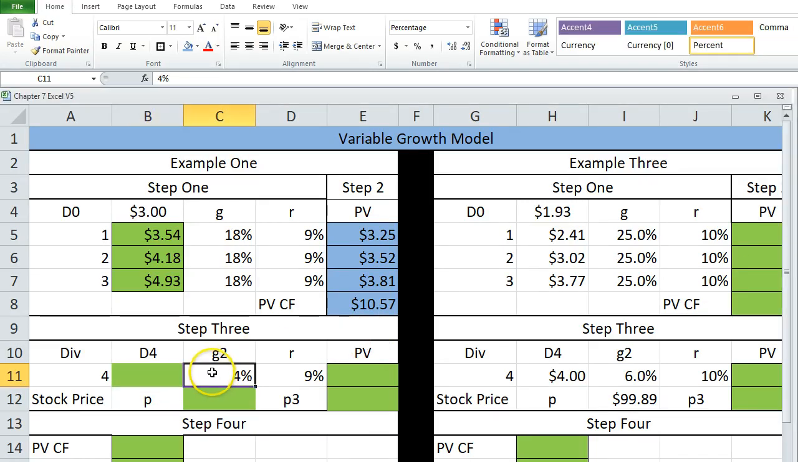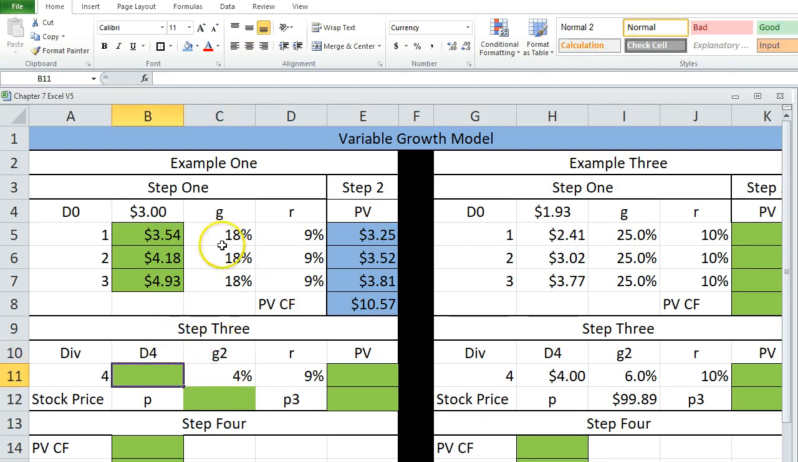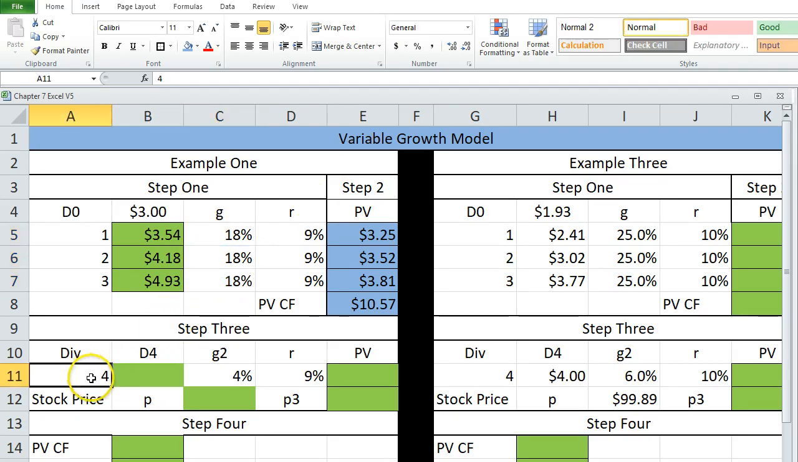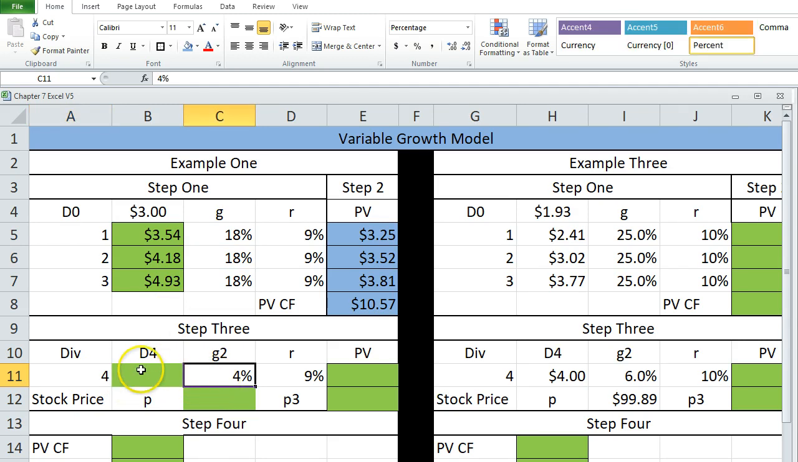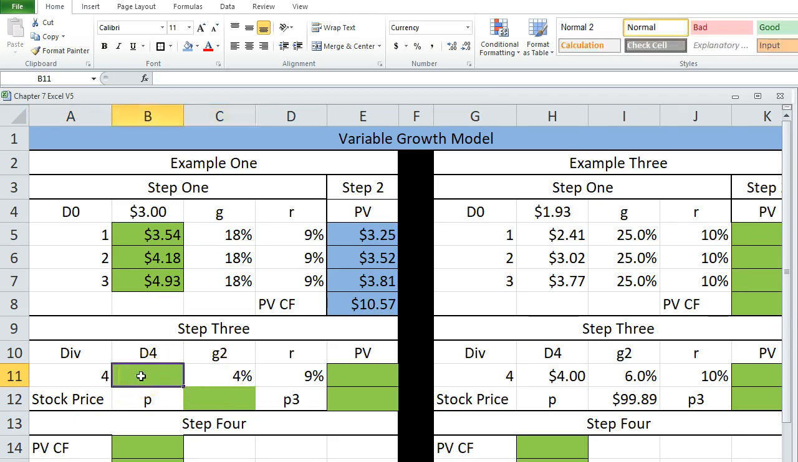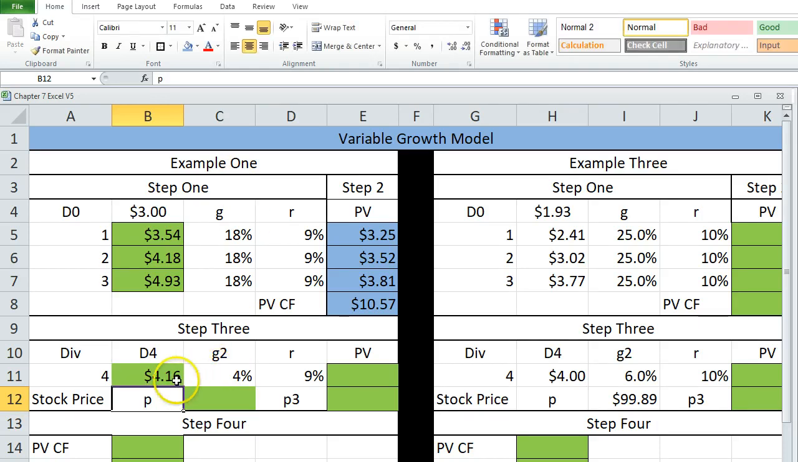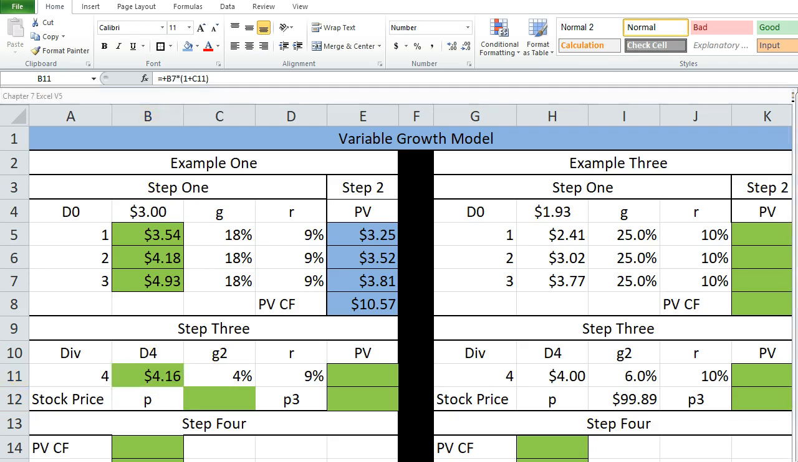So I'm going to escalate it using this growth factor 2, or G2, which would be the new growth. This is why we say variable growth. For the first 3 years, we're growing at 18%. Then the dividend is going to change to $4, and it's going to grow at 4%. So if we're going to calculate this new D4 based on this dividend, I'm going to take D4 and multiply it by 1 plus G2 to get the new variable.